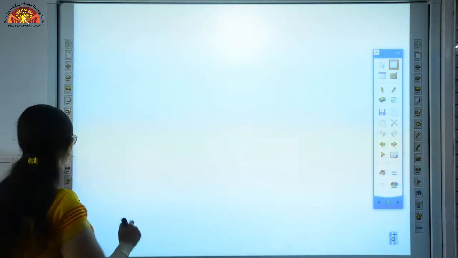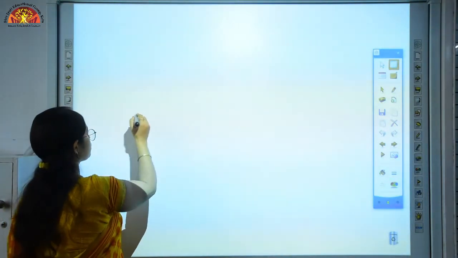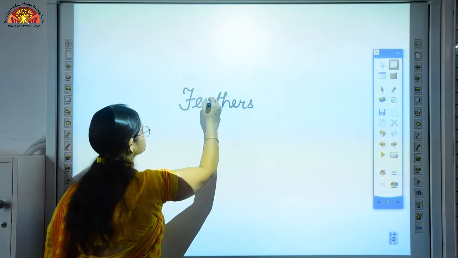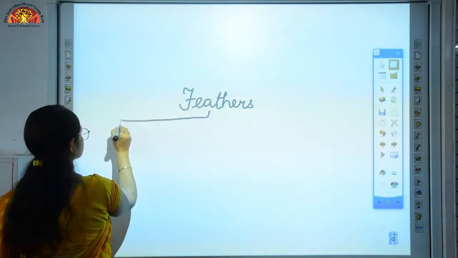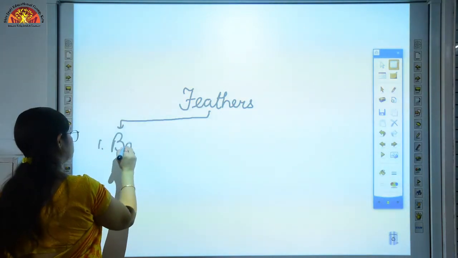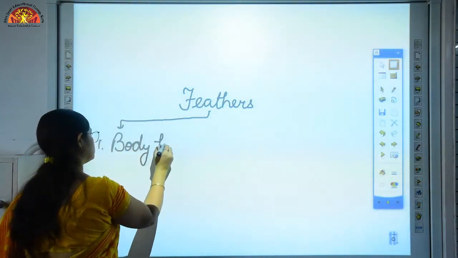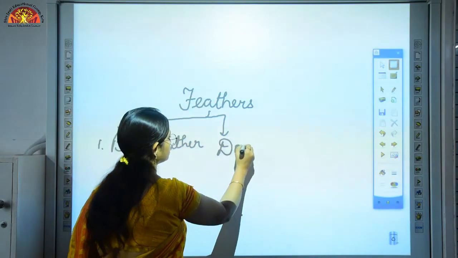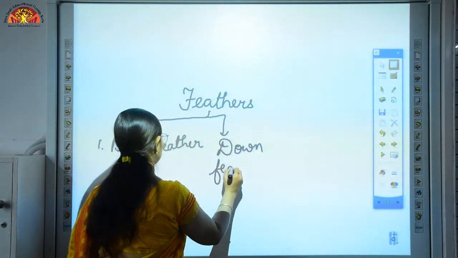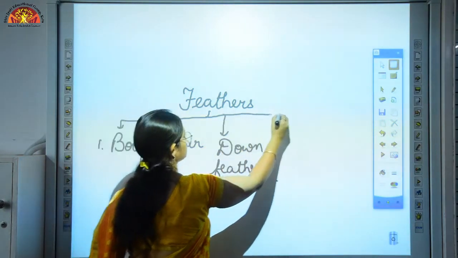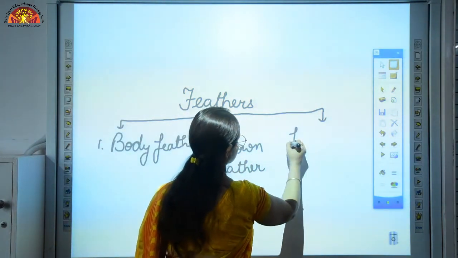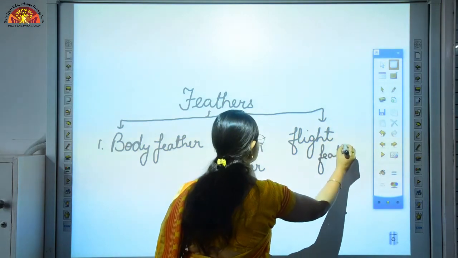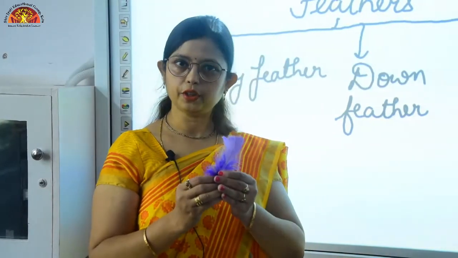So children, the three types of feathers are first is body feather, second is down feather, and the third type is flight feather. So let me show you the different types of feathers.